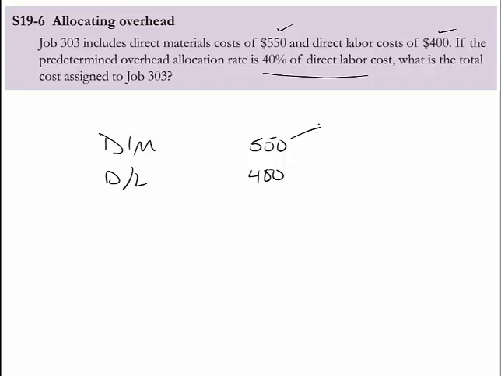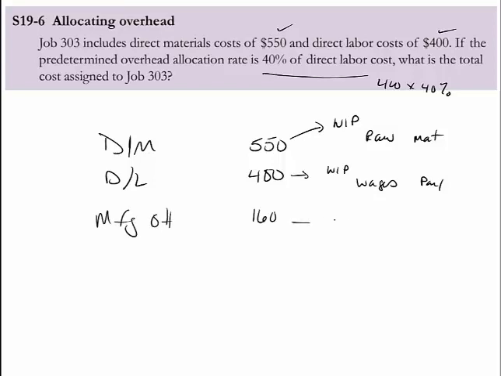And just to remember, for the direct materials, we would have debited work in process and we would have credited raw materials. It's not asking for the journal entries here, but what the heck, right? Here we would have debited work in process and credited wages payable. And then the overhead is going to be 40% of the 400. So 400 times 40% or 0.4 gives us 160. And so that's what's going to be in the manufacturing overhead. And again, this one, debit work in process, credit manufacturing overhead, because this is the applied one, okay?